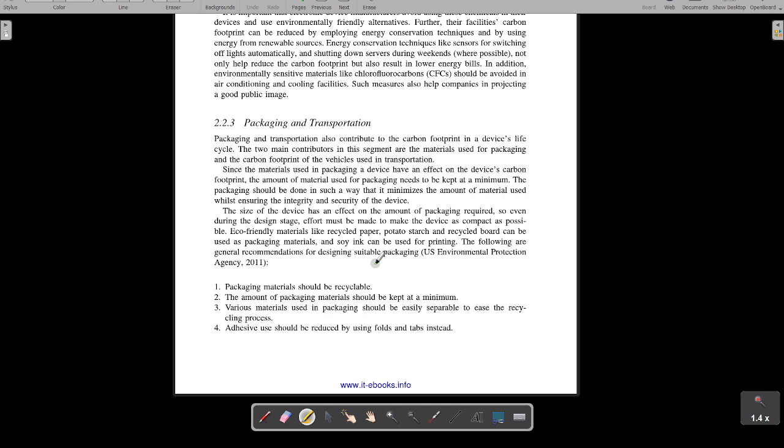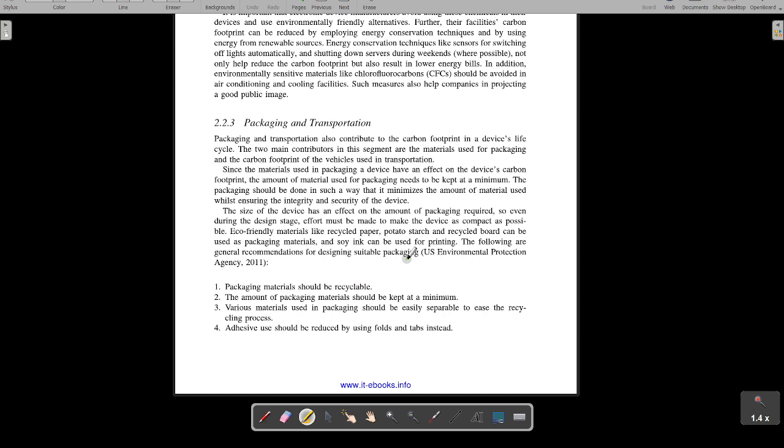Eco-friendly material like recycled papers, potato starch and recycled board can be used as a packaging material, and soy ink can be used for printing. Okay, and what this soy ink means, this is the ink which is used for printing on the cartons. Whenever we are doing packaging, like it can be a mobile cover or it can be the TV monitor box or some other box, if we print it using soy ink, which is a natural ink generated from vegetables, this ink is harmless to human beings as well as to the environment. So care should be taken that while printing on these materials, we use soy ink.